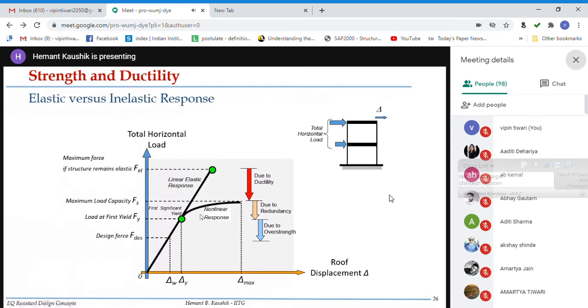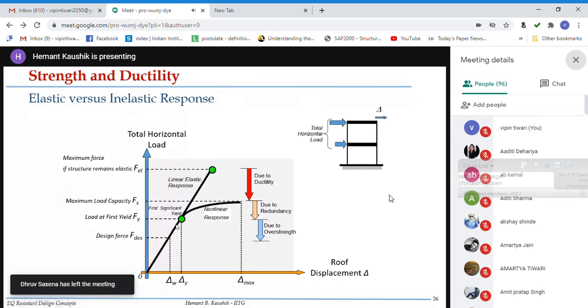Okay. Now this is the level of first yield. So from here you will have a different response, right? Elastic versus non-elastic. Now from this level, beyond that level controlled by ductility, redundancy plays a role.